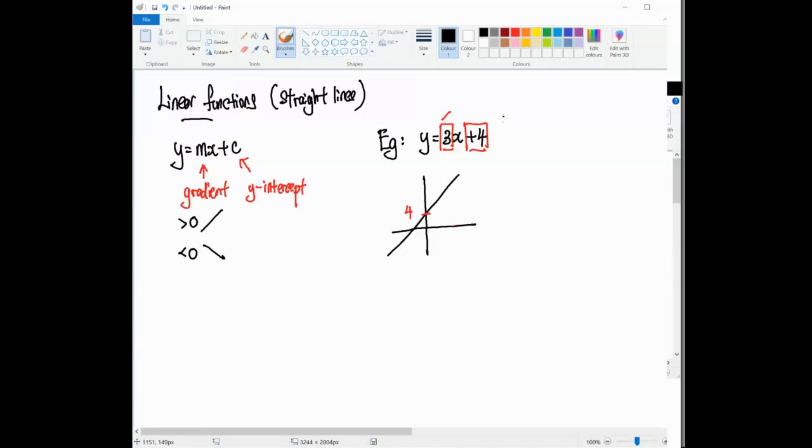Okay, how about y equals negative half x plus 5? So we have to look at the gradient. The gradient is negative, so the graph is downward sloping. Next, the y-intercept is positive 5. So the graph looks like this. Okay, passes through 5.